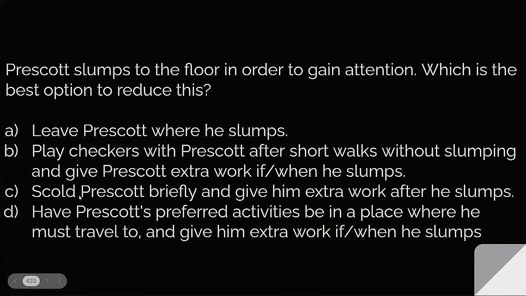Let's look at C, scold him, give him extra work. That's just punishment alone. So B is still better. And D, have Prescott's preferred activities be in a place where he must travel to and give him extra work. Okay, but it doesn't address the attention function. We have to give him attention for doing something correctly. And so B remains the best answer.